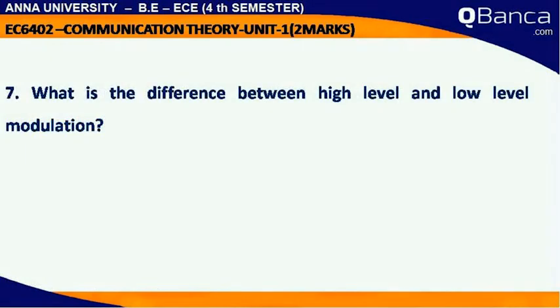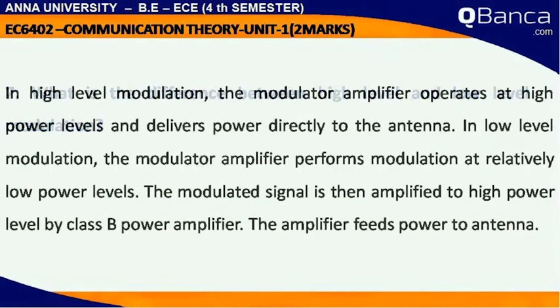What is the difference between high level and low level modulation? In high level modulation, the modulator amplifier operates at high power level and delivers power directly to the antenna. In low level modulation, the modulator amplifier performs modulation at relatively low power level. The modulated signal is then amplified to high power level by a class B power amplifier. The amplifier feeds power to the antenna.